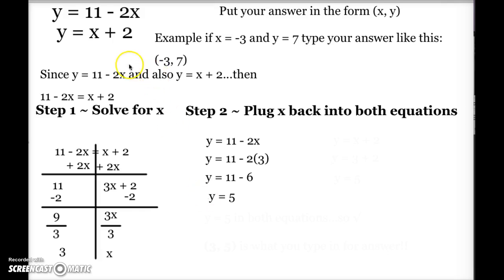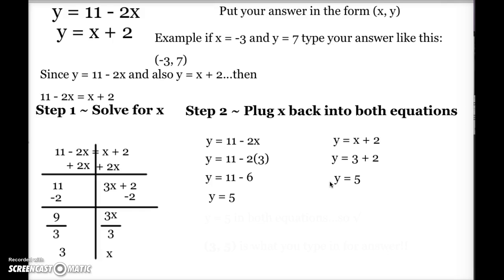The last step, now I'm going to put 3 back into my second equation. So when I do that, I have y is equal to x plus 2. If I plug in 3 for x, I have y is equal to 3 plus 2. And the last step is y is equal to 5. I have y is equal to 5 in both of these equations.